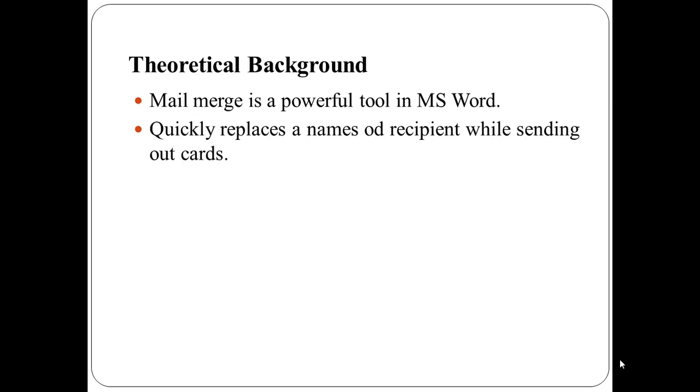Mail merge is a powerful tool in Microsoft Word that can quickly replace the names of recipients while sending out cards or holiday cards, making labels, or emailing a note to a large number of recipients. Mail merge got its name because in earlier versions of word processing tools, it was primarily used to address envelopes or put information on labels. To merge something means to combine two or more things into one. Now, it can merge much more than just mail and can be a very useful tool.